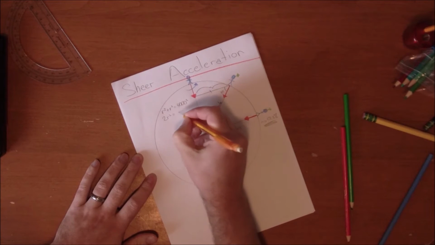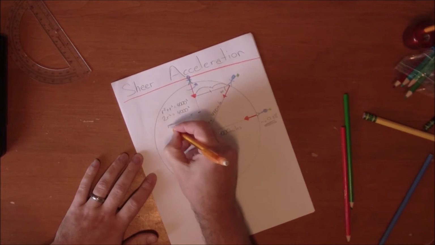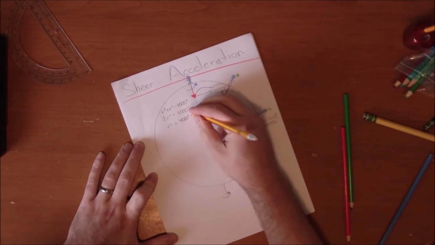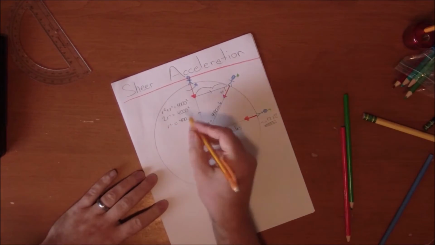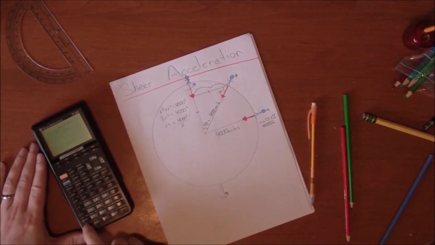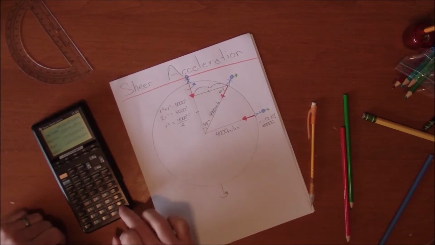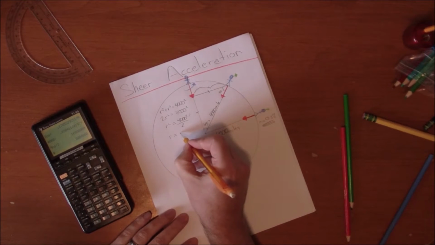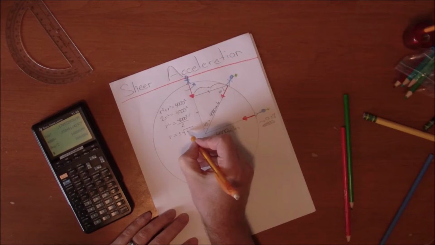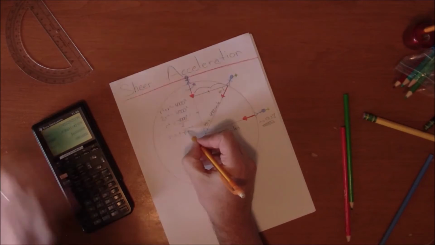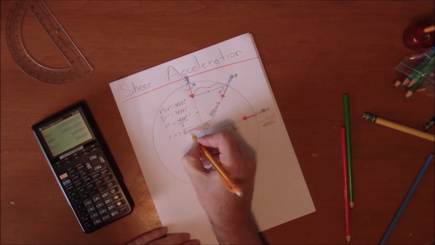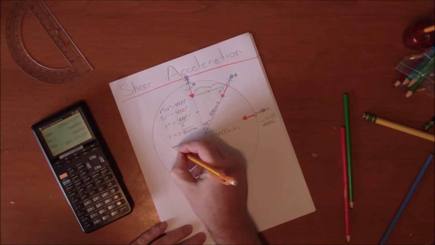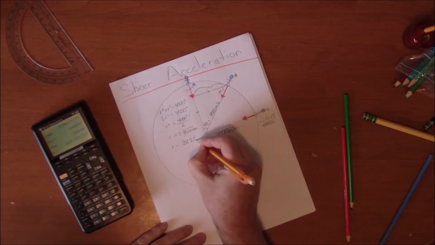Two R squared is 4,000 squared. R squared is 4,000 squared divided by 2. And then we square root both sides. So R is equal to plus or minus the square root of 8 million. So R is equal to 2828 miles.